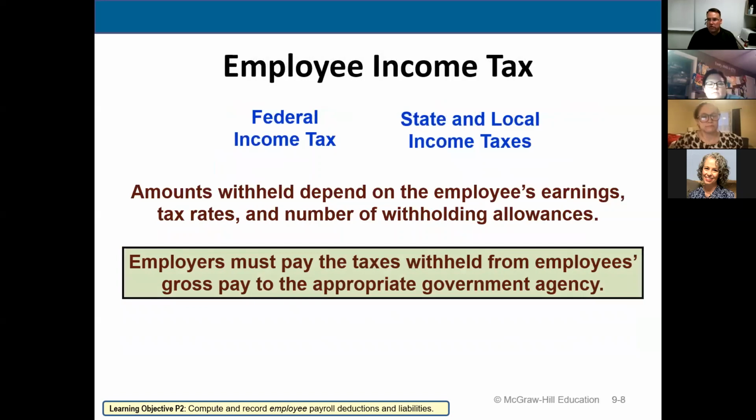Also, employees have federal income tax withholding and state and local. Some jurisdictions even have local income taxes. We don't have those here in Arizona. We just have federal and state. When we lived in Texas, only federal. There was no state income tax in Texas.